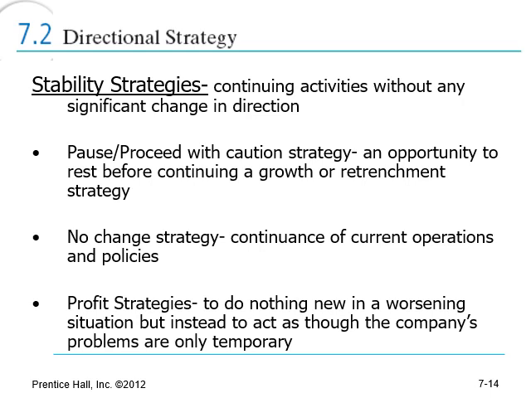We have to move to other corporate directional strategies. Don't get lost here, don't get confused. Under corporate directional strategies, we have growth strategies, such as concentration and diversification. Another corporate directional strategy is stability. Stability means that you will have no change in your activities. Stability strategies, as he wrote here, means continuing activities without any significant change in direction. Okay?